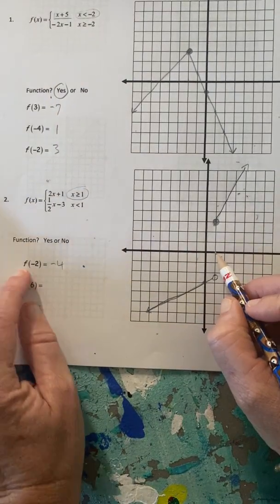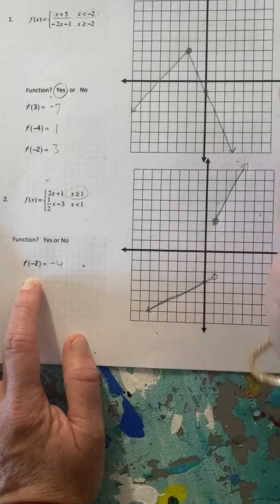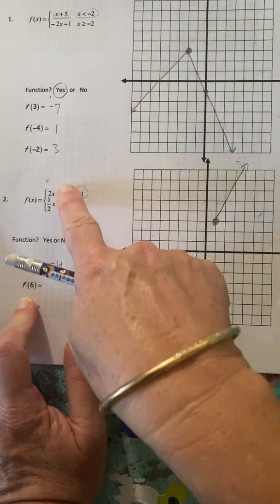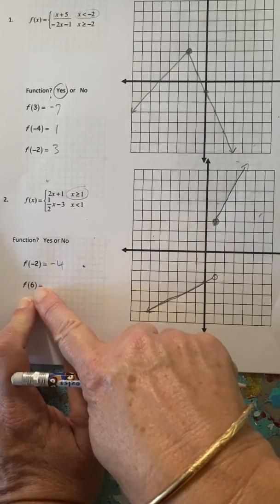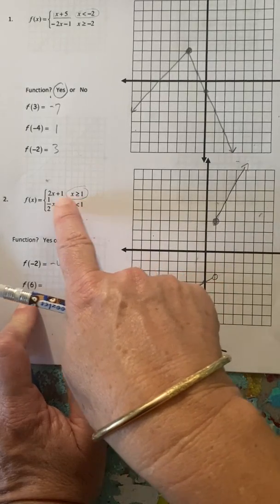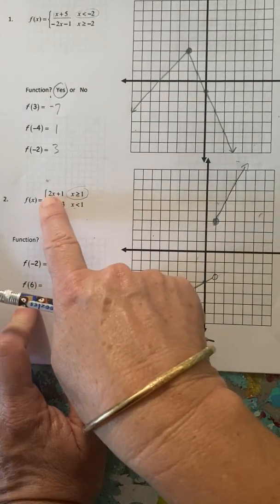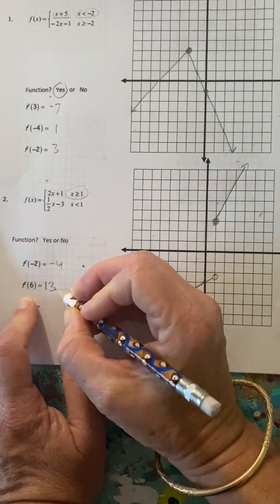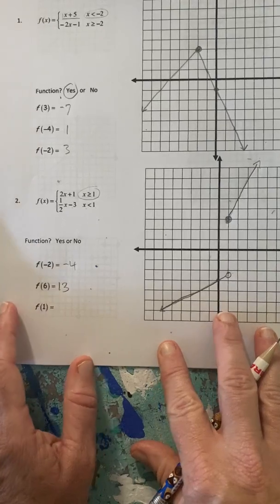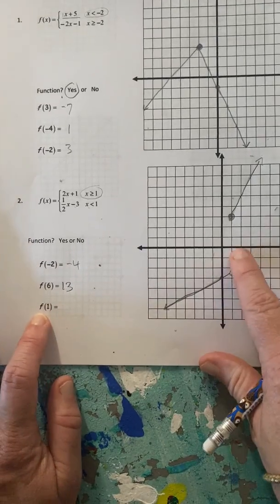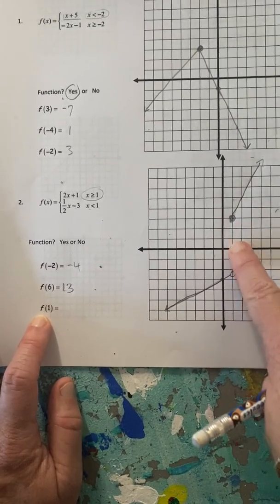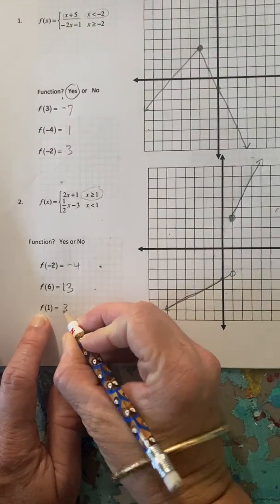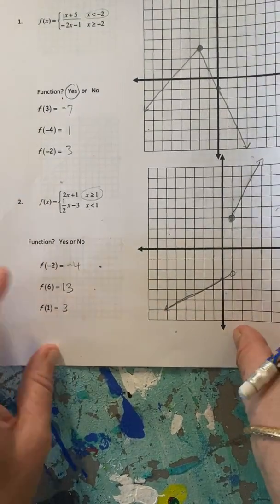So what I can do, if I don't feel like trying to figure it out here, is plug it into one of these equations. Well, 6 is bigger than 1, so I'm going to plug it into here. So 6 times 2 is 12, plus 1 is 13. All right. F of 1: I have 2 dots here. I'm going to use that one right there because that's colored in. It's a 3.